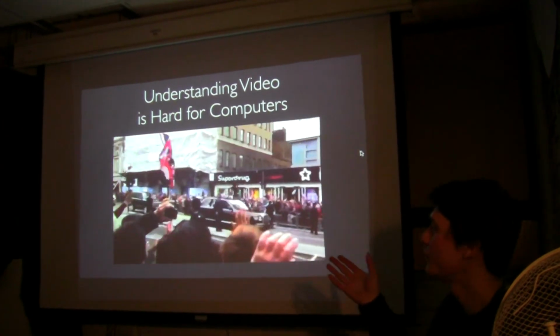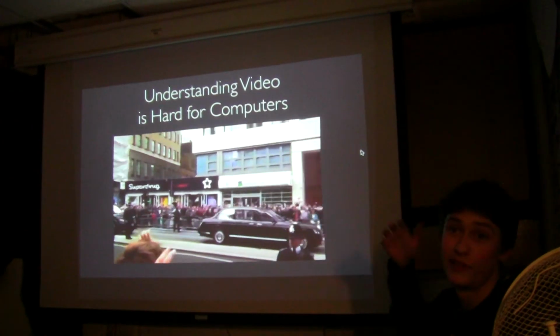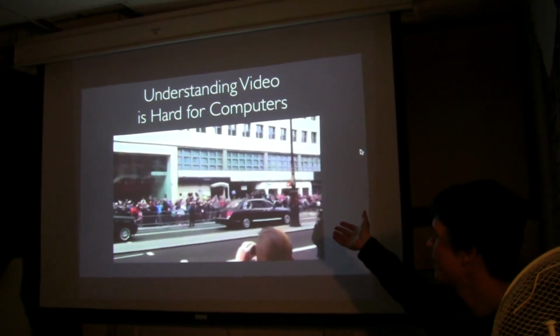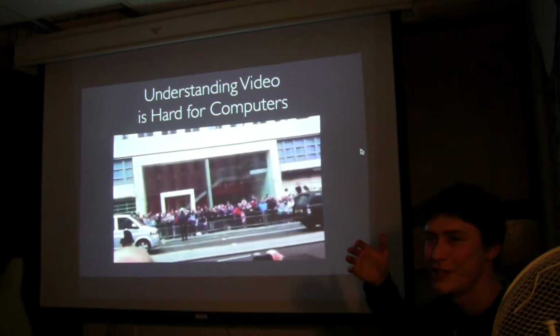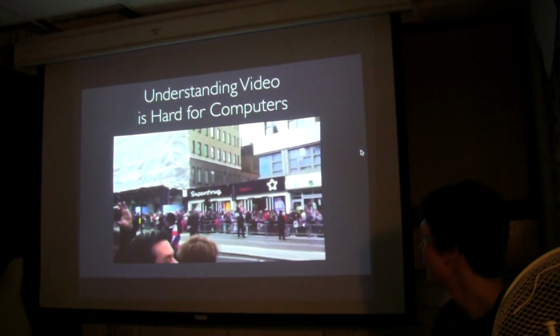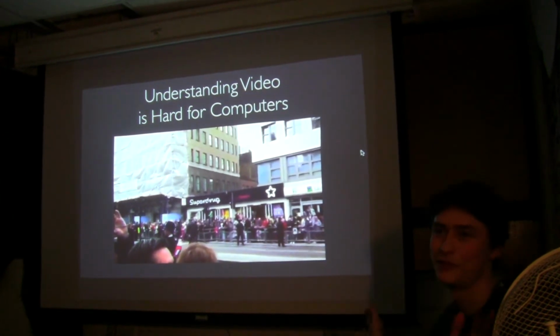We can immediately see, okay, there's flags here, a particular kind of flag, it's the Union Jack. There's a luxury car passing by. Maybe if you have good eyes, you can even see that there's a woman wearing a hat in there. And there it was already.